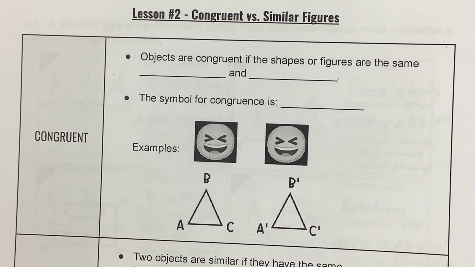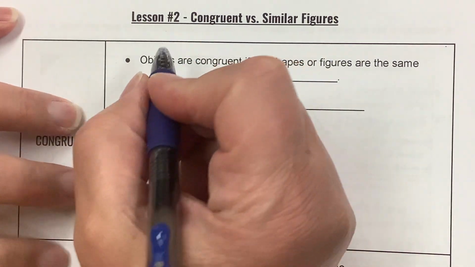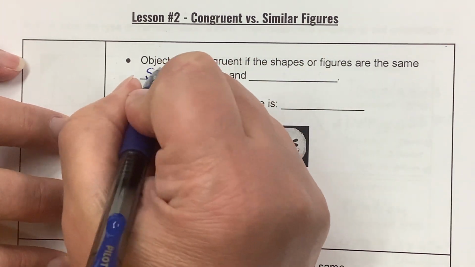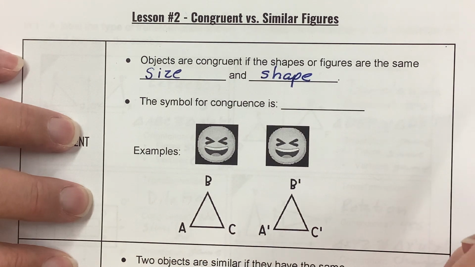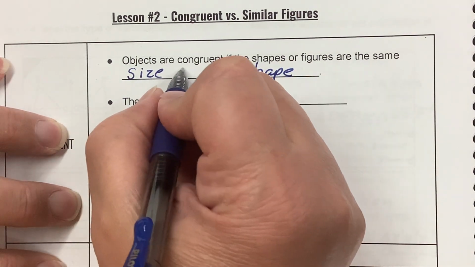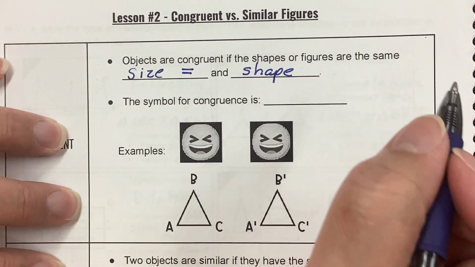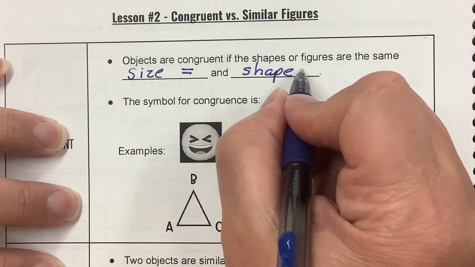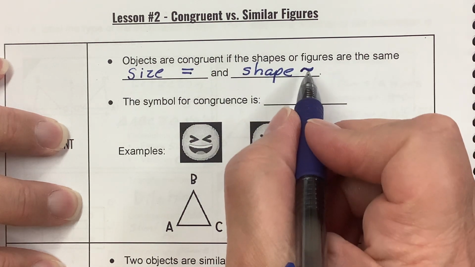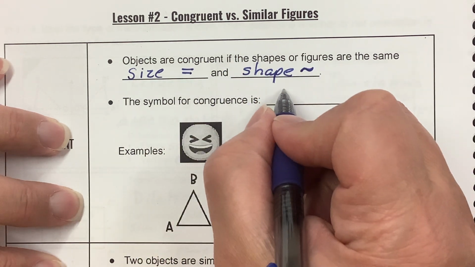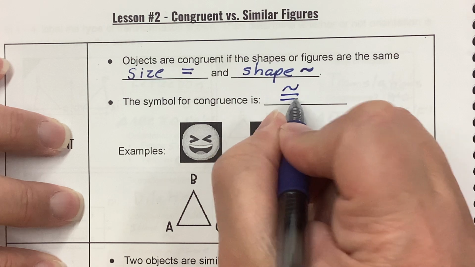All right. Objects are congruent if the shapes or figures are the same size and shape. Size and shape. Now, if something is the same size, we say that they're equal. And the symbol for being the same shape is a little tilde. Looks like that. Now, the symbol for congruence is to take the same shape and put it over the same size and have a tilde over an equal sign.